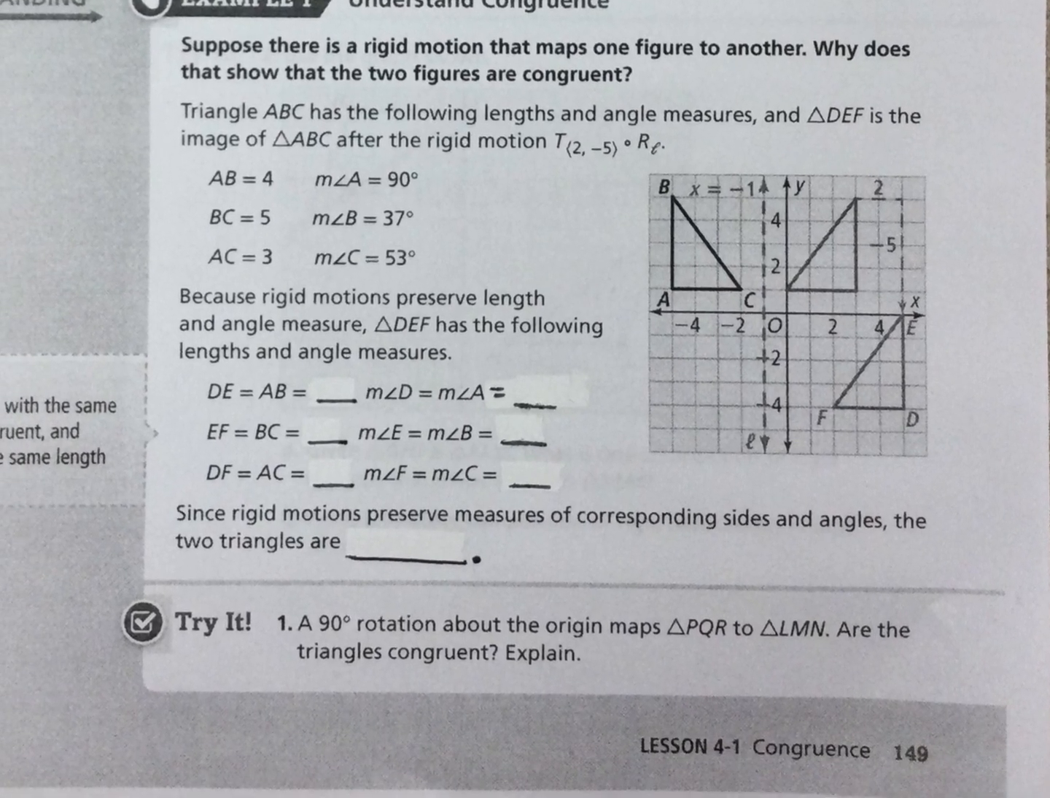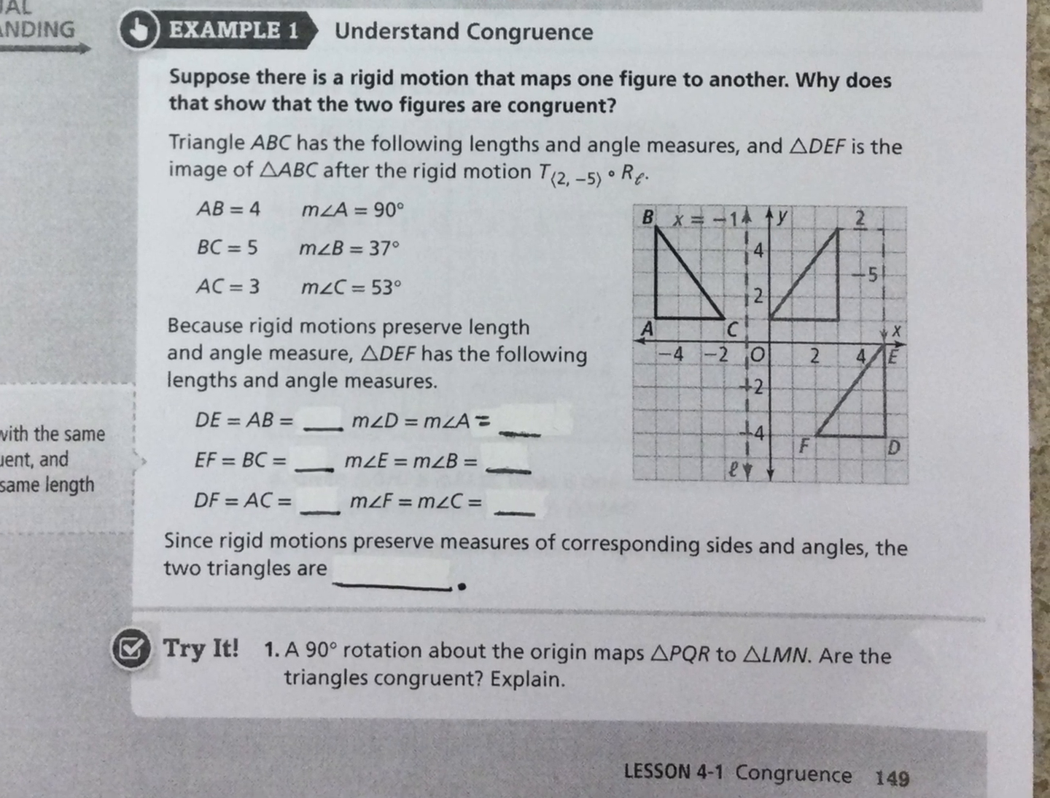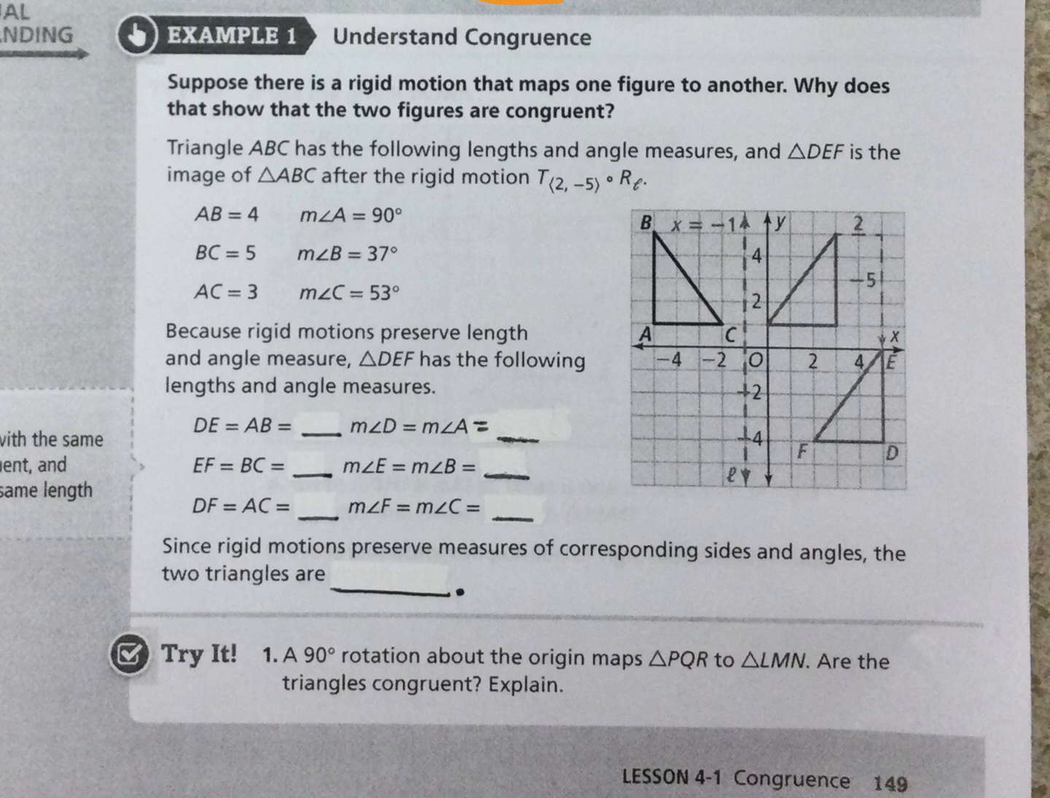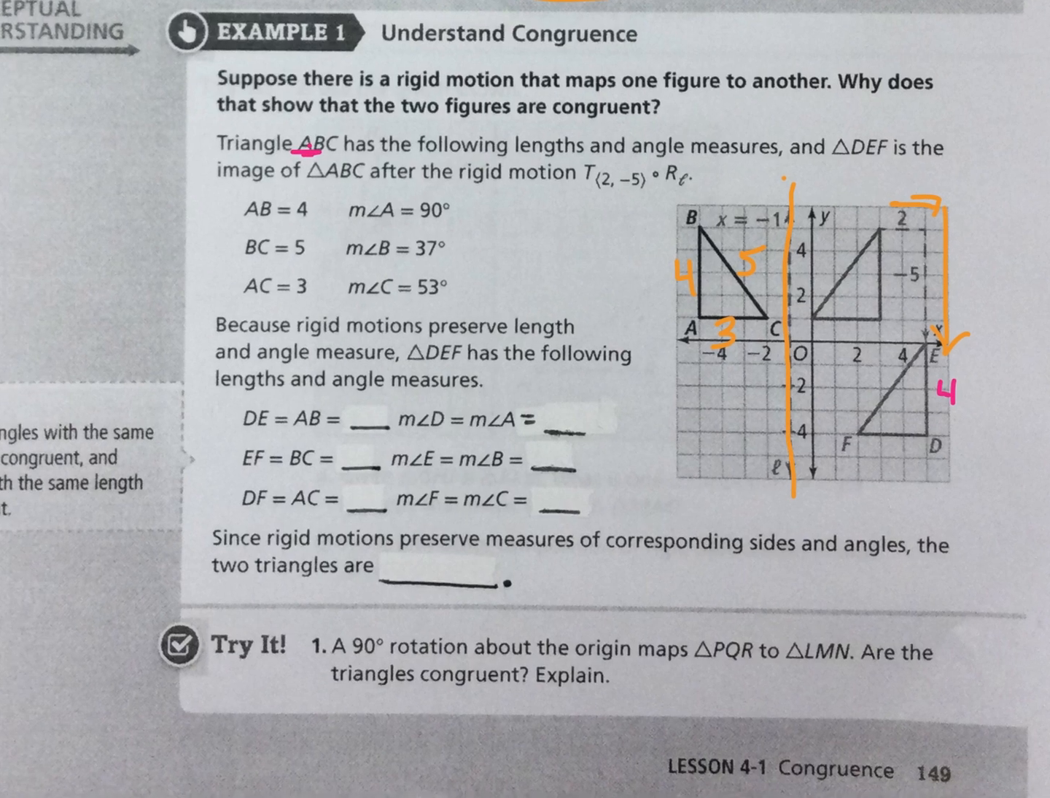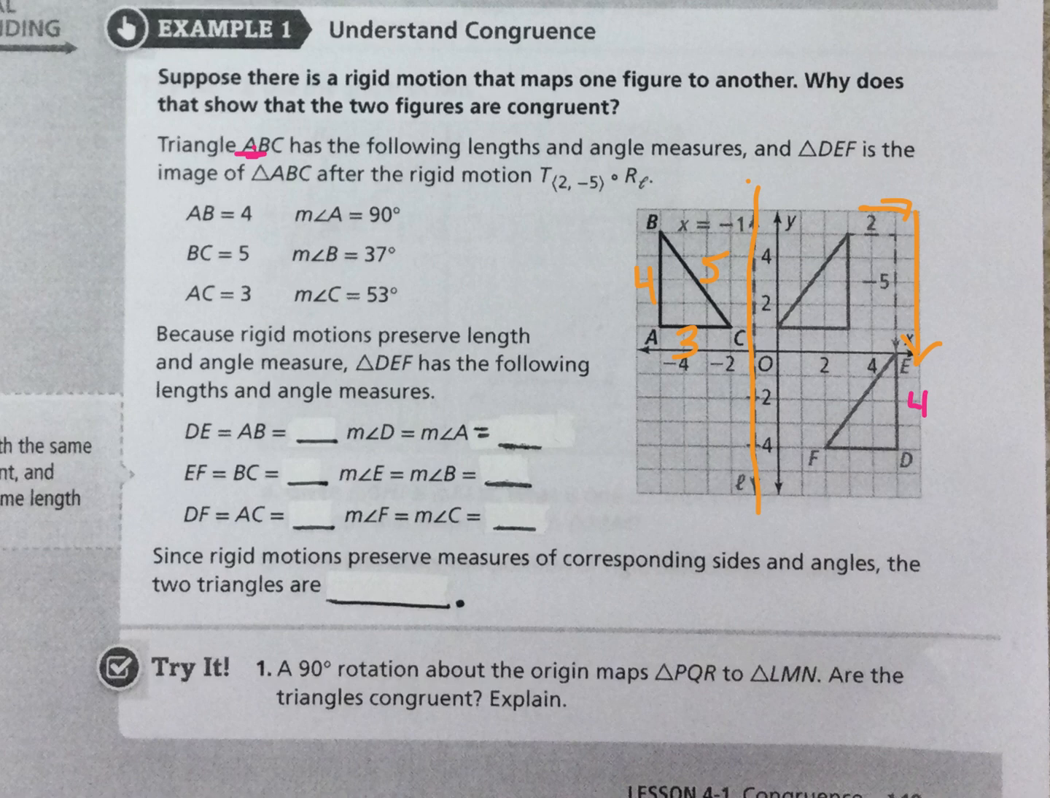So if we look at these shapes, we started with a triangle ABC, and we reflected it over line L, and then we translated it over and down. And I know that AB is 4, BC is 5, and AC is 3. That means I also know that DE is 4 because it maps, right? And we have to look at our order of letters, okay?